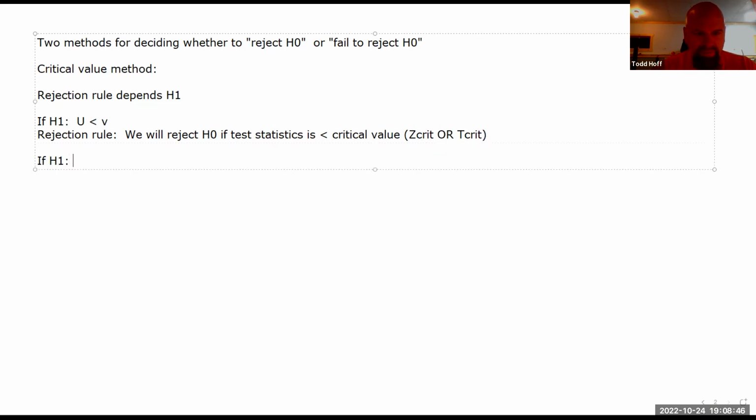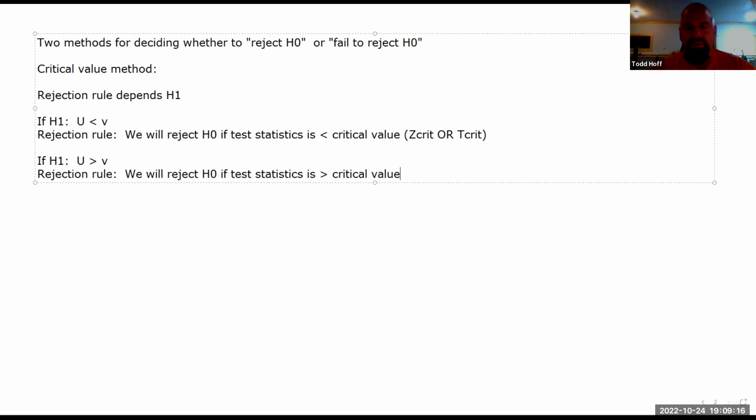If the alternative hypothesis is that the mean is greater than a given value, then the rejection rule is that we will reject the null hypothesis if the test statistic is greater than a critical value. So it would be a positive Z critical or T critical. If we're greater than that, we would reject.